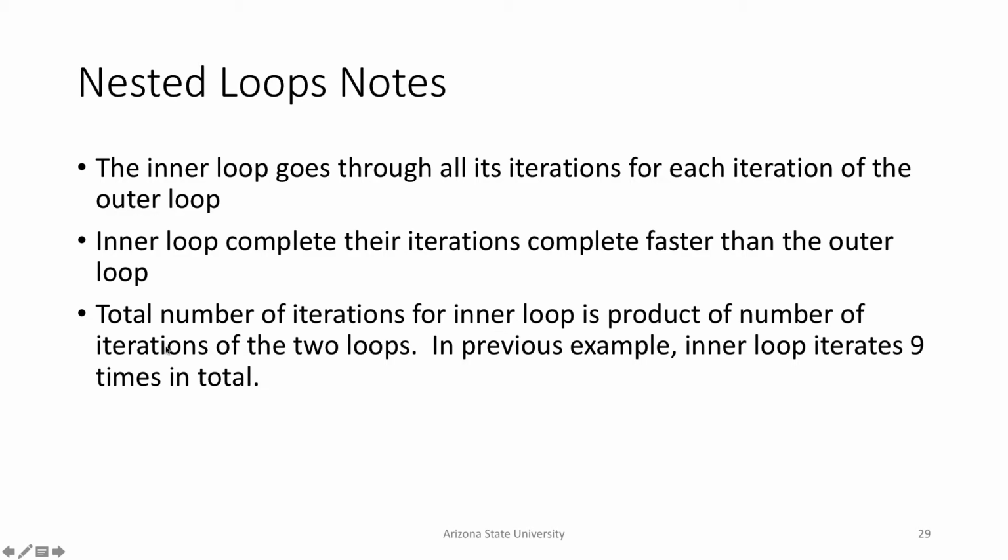Total iterations is the product of the number of iterations of the 2 loops. This is not necessarily true. Anyone know why? We can have what is called a break statement. But if we had no break statements or any funky business that might happen, then it really is the product of the inner and the outer.